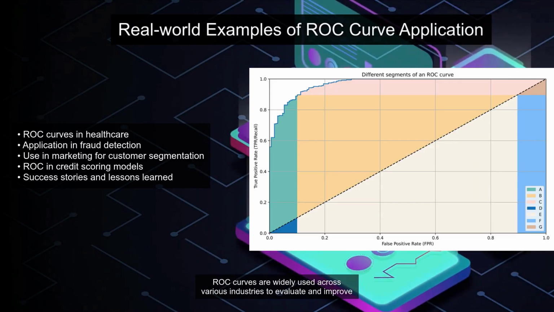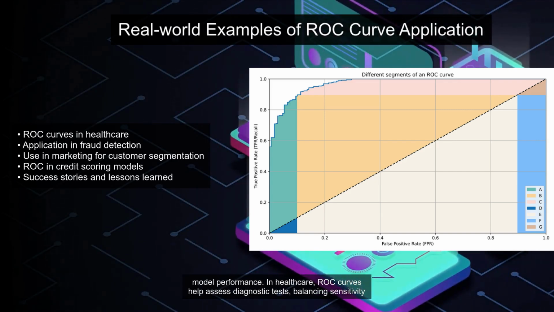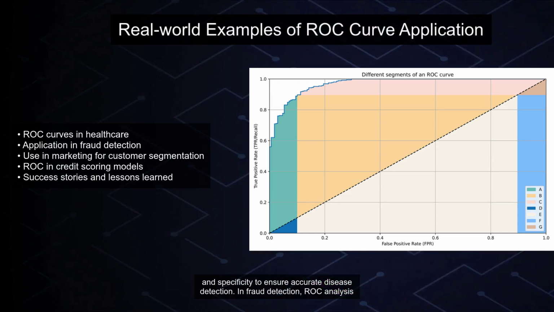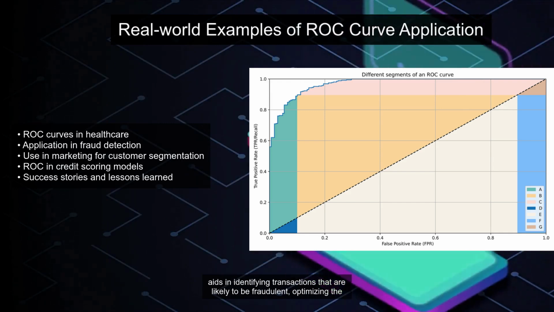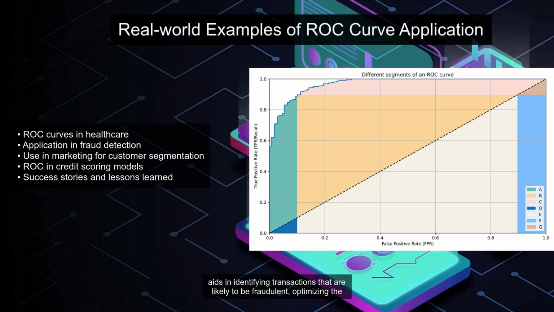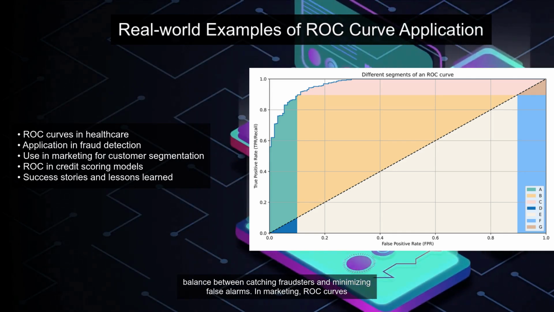ROC curves are widely used across various industries to evaluate and improve model performance. In healthcare, ROC curves help assess diagnostic tests, balancing sensitivity and specificity to ensure accurate disease detection. In fraud detection, ROC analysis aids in identifying transactions that are likely to be fraudulent, optimizing the balance between catching fraudsters and minimizing false alarms.